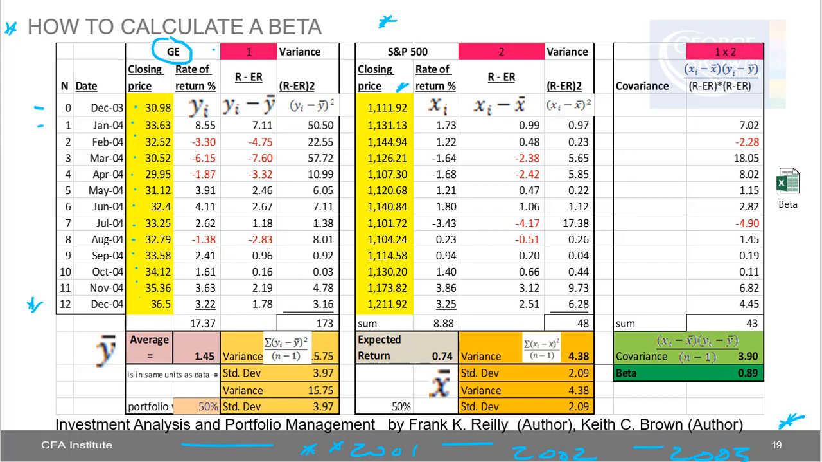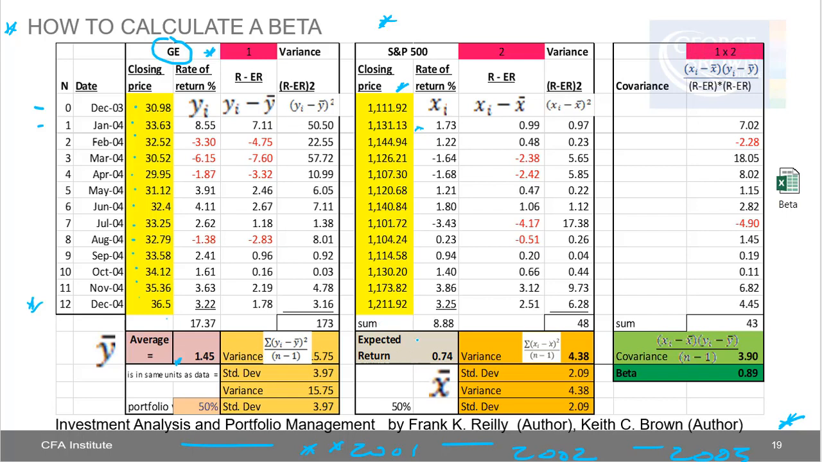So step number one, we calculate the rate of return, ending minus beginning divided by beginning, and then we can calculate the average return, which is the sum of the returns divided by the number of returns. So we had 13 months, but 12 months of data. And so we got an average return of 1.45% on GE. So we're just going to do the same thing for the S&P 500. We're going to look at the closing prices, and we can calculate the rate of return, ending minus beginning divided by beginning, and we get the rate of return.